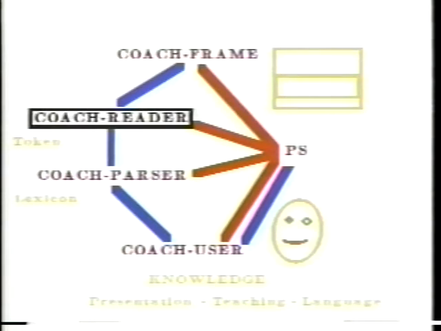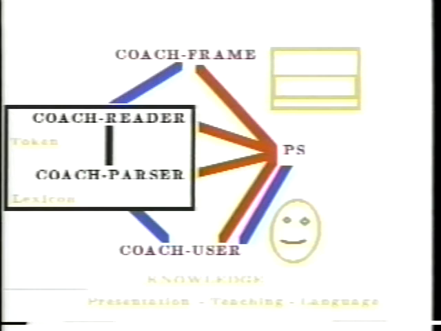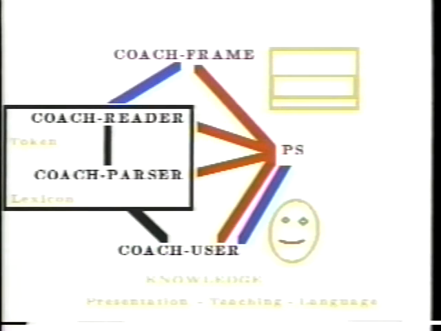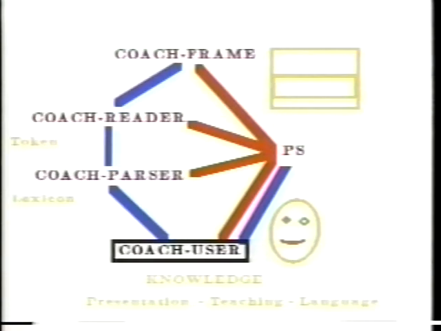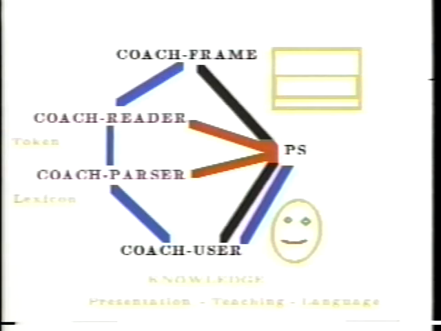Coach Reader handles token-level interpretation of what the user is typing. Coach Parser builds a model of the syntactic unit the user is typing. Both Coach Reader and the parser send Coach User information about the user. The Coach User relies on the production system to make decisions. The Coach PS production system uses rules to control help presentation and user model generation.